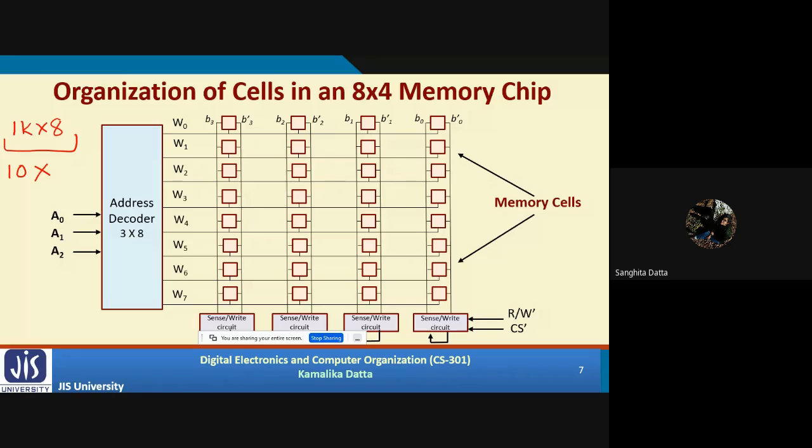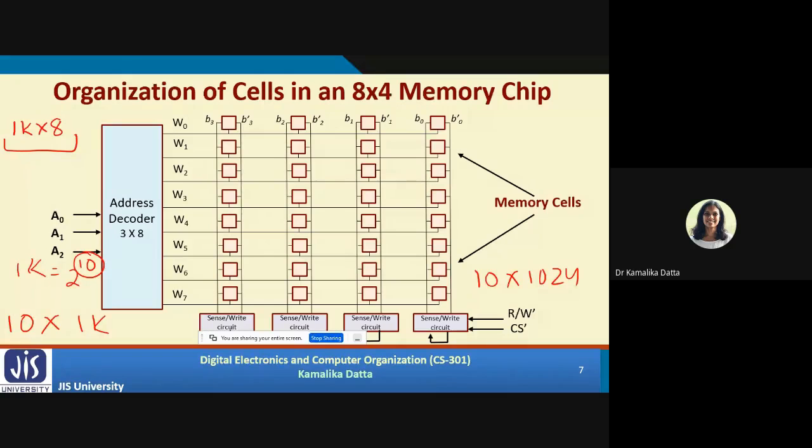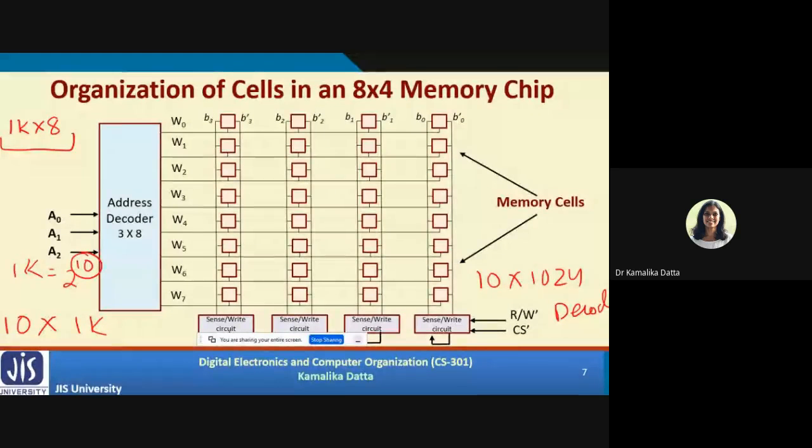Just do it simple, guys. What is 1K? 1024, which is 2 to the power 10. So you need a 10 cross 1K, so basically a 10 cross 1024 decoder. Agreed or not? There will be 10 lines.